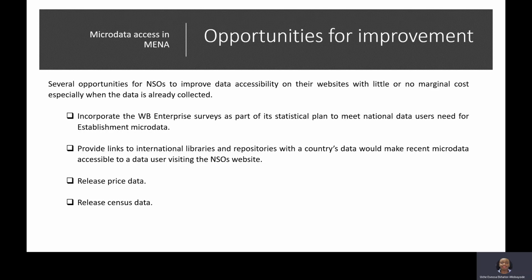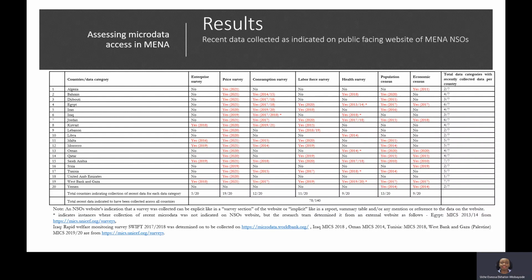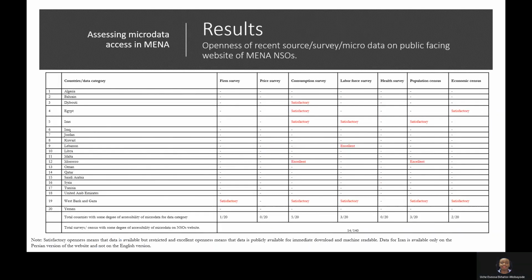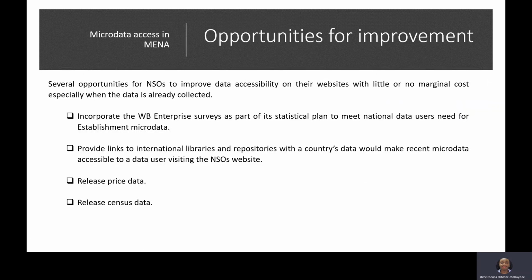That could be IPUMS data that provide access to censuses, as well as all of the other DHS and mixed data as well. Another place where success could be achieved quite easily would be in the price data category. So you see here that almost all of the countries have recent price data. However, none of them make price data available. So making that data available would be useful to a range of data users.